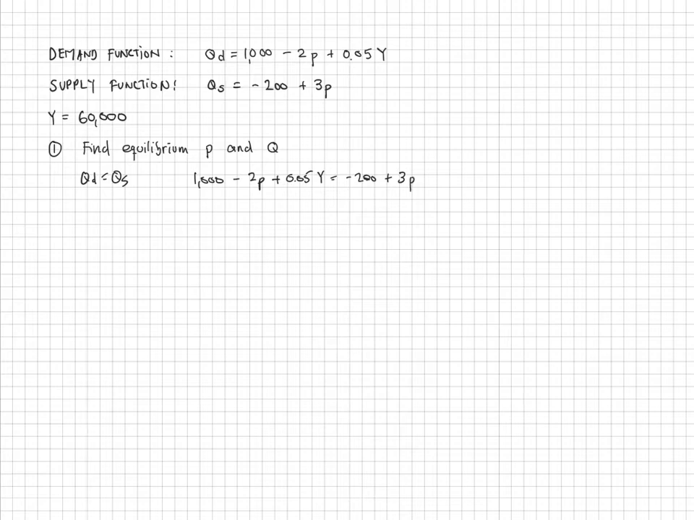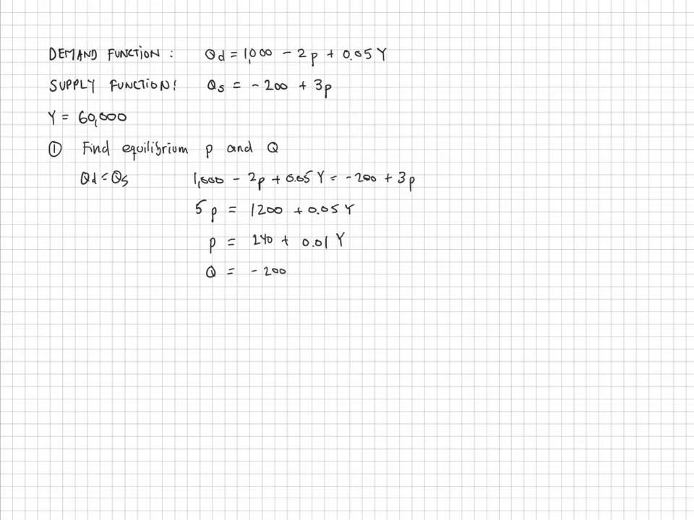To find the p, we'll just put all the p's together on one side of the equality sign. So we have 5p, and I'm going to move everything else. So 1,000, and then the 200 becomes plus 200. So this is what we have, and then I'm going to divide both sides by 5, and what we get then is p equal to 240 plus 0.01 y.